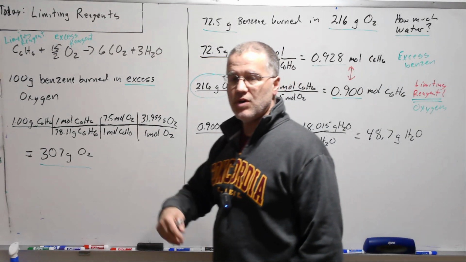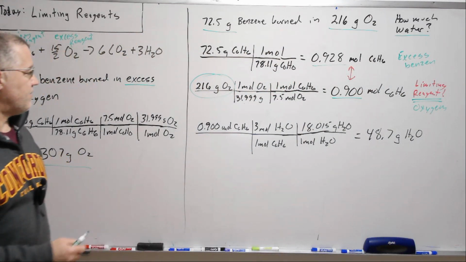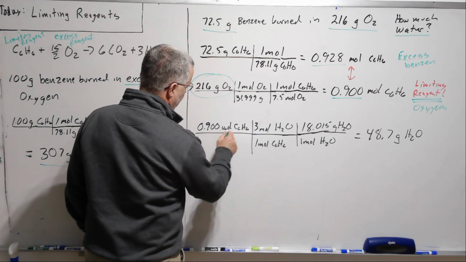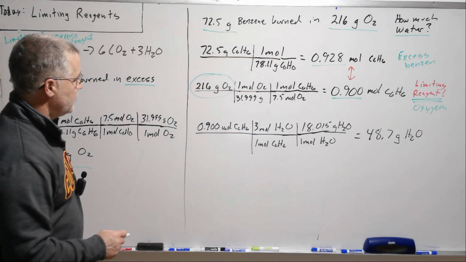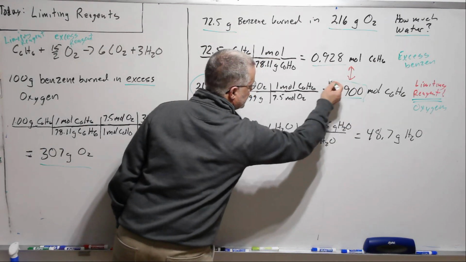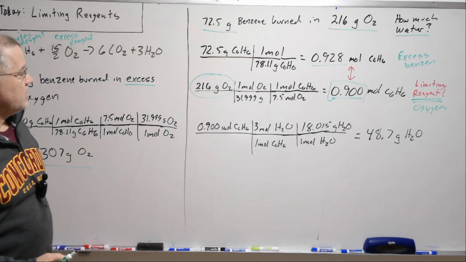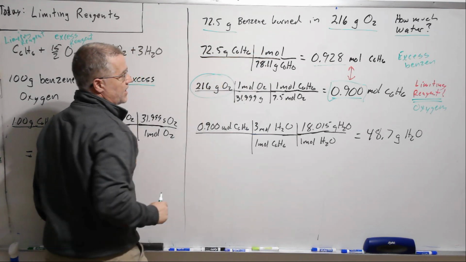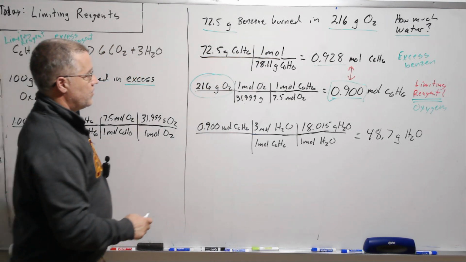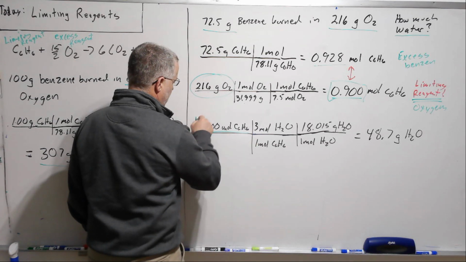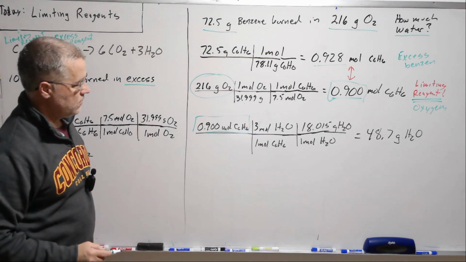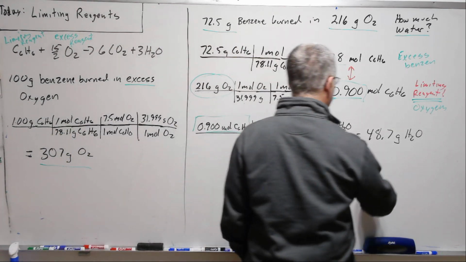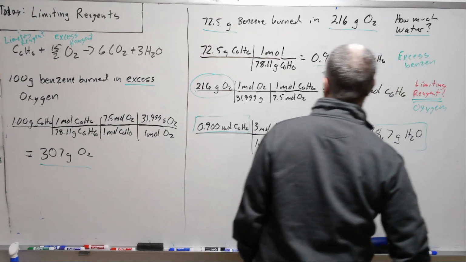Okay, now we might be asked, well, how much water have we produced? And in this case, we work with this, right? Because this is all the benzene that we can consume. We can't use this because that's more than what the oxygen is able to react with. And so we have to use this number as our determinant here. And so we can then readily convert that to grams of water.